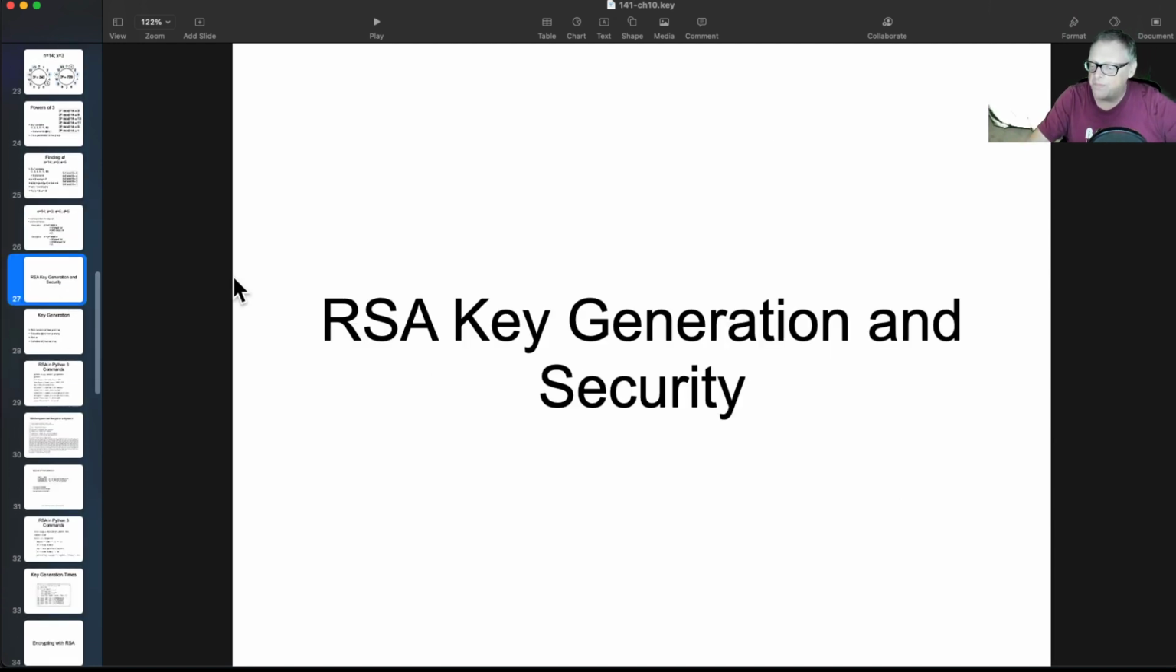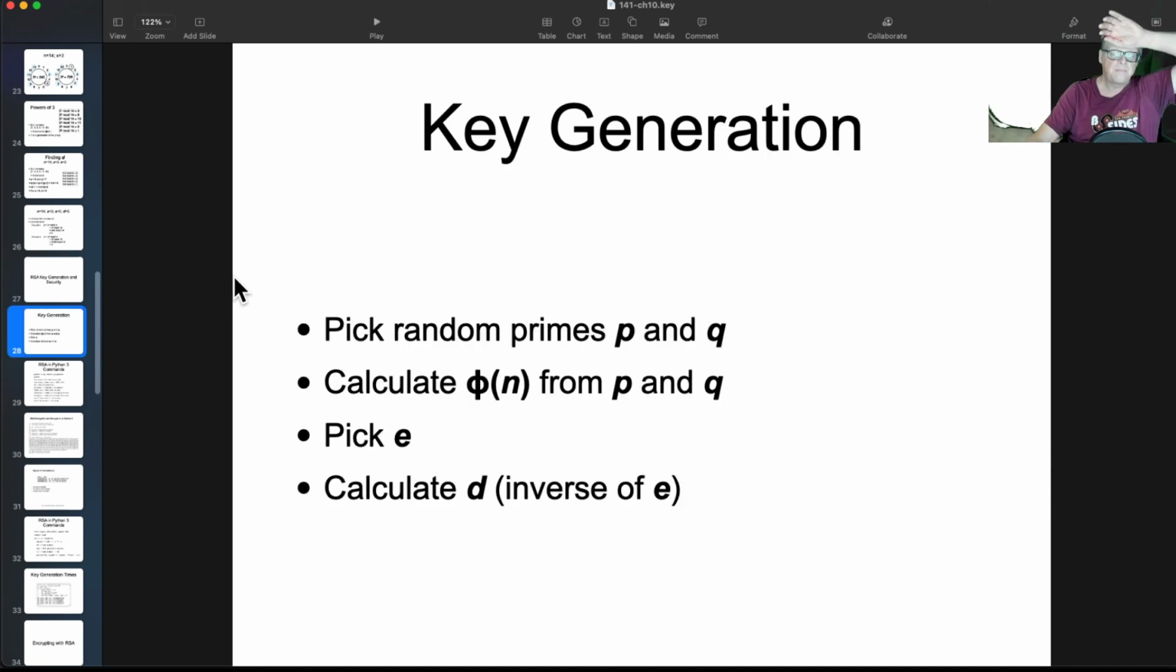All right, so in practice, here's what you have to do. The key generation procedure is actually quite burdensome.